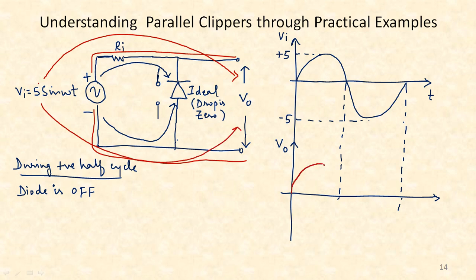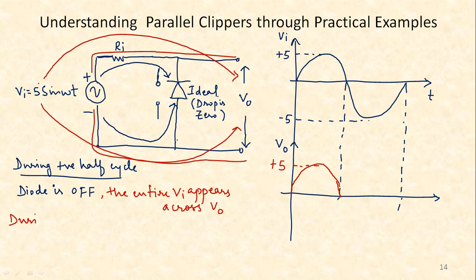This is how I'll be getting the entire input signal across the output, and even the voltage levels are the same. I'll be getting the entire 5 volts, because there is absolutely no drop across the diode. The diode is off, so the entire Vi appears across V0 or RL.